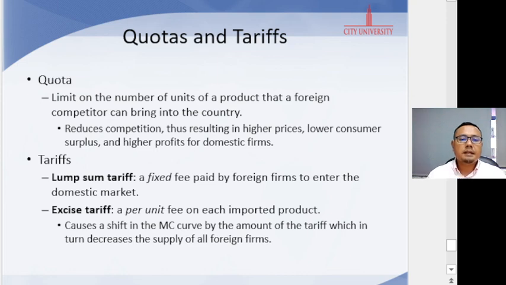Tariffs, like quotas, are designed to limit foreign competition in the domestic market to benefit domestic producers. The benefit to domestic producers accrues at the expense of domestic consumers and foreign producers. We will address two types of tariff: the lump sum tariff and the excise, or per unit, tariff. A lump sum tariff is a fixed fee that foreign firms must pay the domestic government to be able to sell in the domestic market. In contrast, a per unit or excise tariff requires the importing firms to pay the domestic government a fee on each unit they bring into the country.